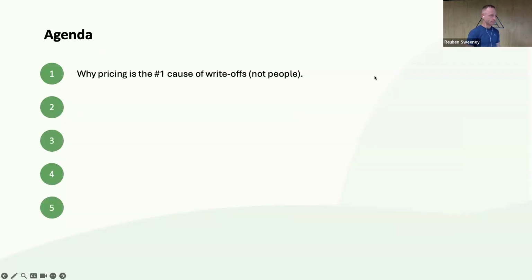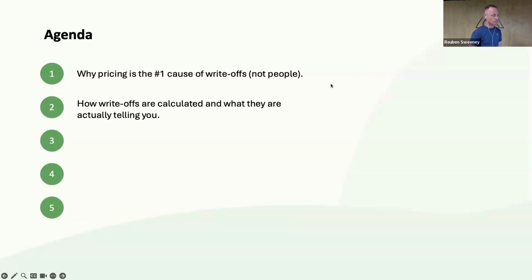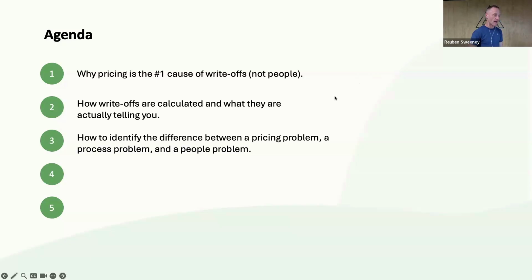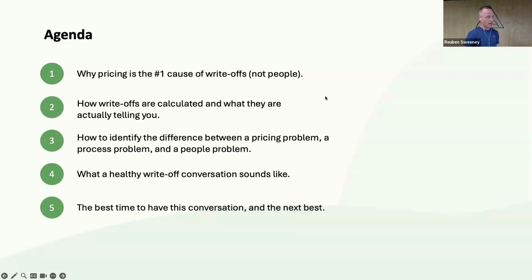Here's our agenda. We're going to talk about why pricing is the number one cause of write-offs, not people. We actually did a whole webinar on that last month, which I'll reference as we go. How write-offs are calculated and what they're actually telling you. How to identify the difference between a pricing problem, a process problem, and a people problem when we're talking about write-offs. What a healthy write-off conversation sounds like, when is the best time to have this conversation, and when is the next best time.